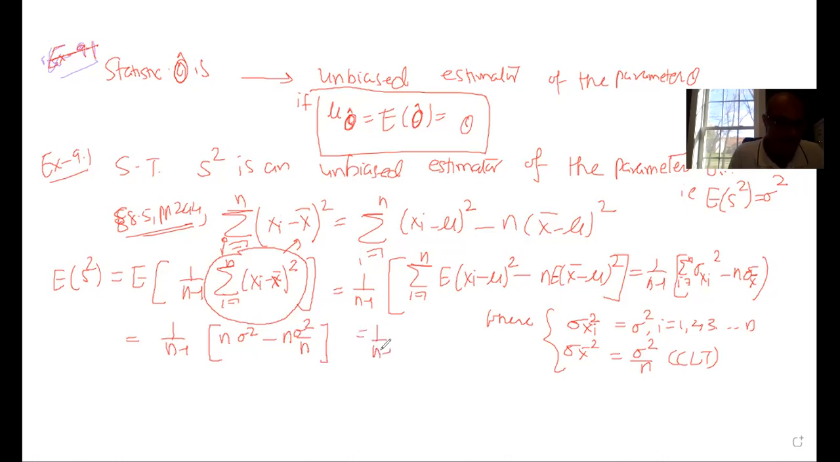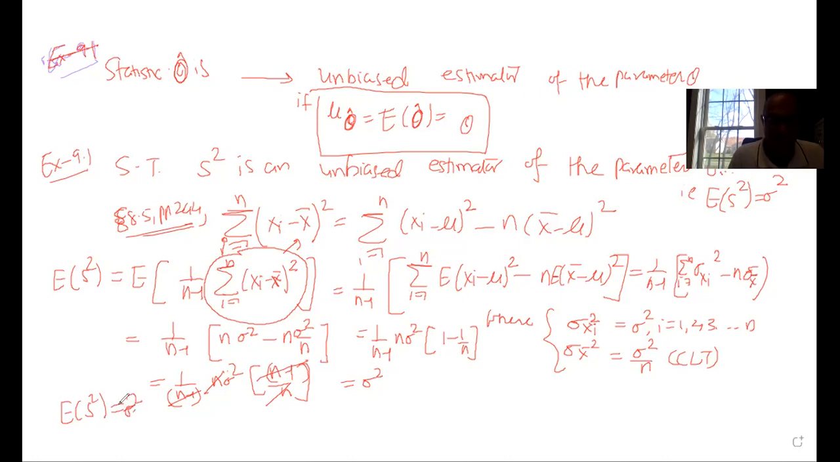That is equal to 1 over n minus 1. If you take n sigma square common, you get 1 minus 1 over n, which is n minus 1 divided by n. The n cancels and the n minus 1 and n minus 1 cancel out, and you get sigma square. That means I have proved that the expectation of S square is sigma square, or S square is an unbiased estimator of the parameter sigma square.